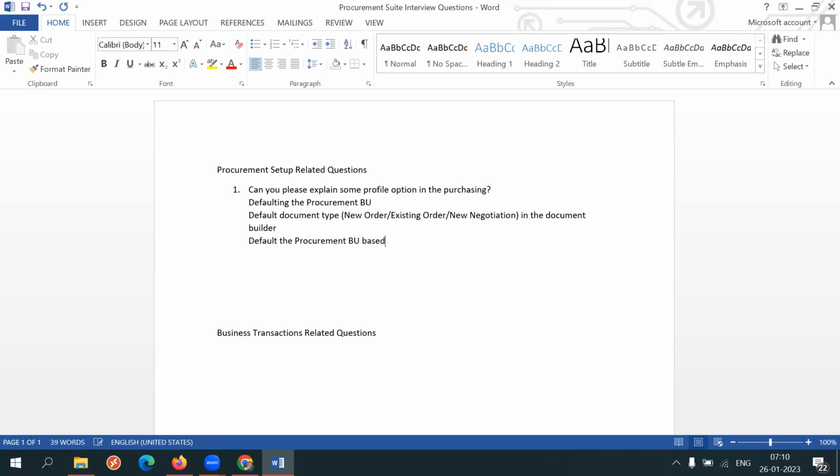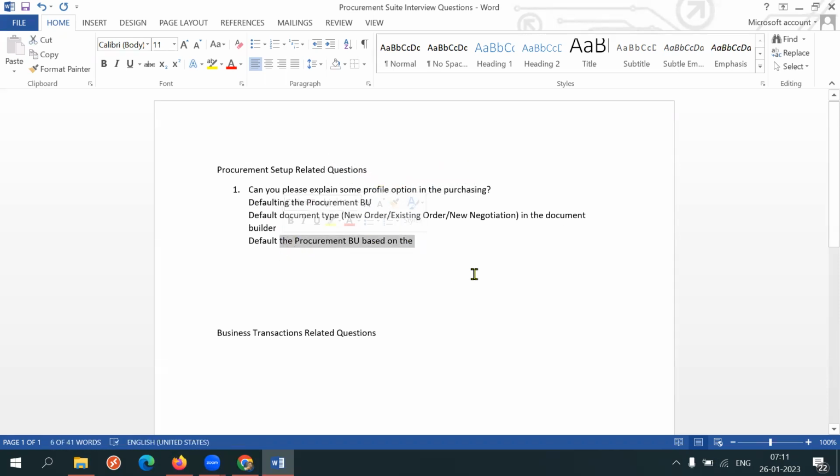based on the category assignment. We default the procurement BU based on the buyer, I mean user. That is also there. That is the default category to see the infolets. Oh, sorry, this is covered here already. That we will ignore.